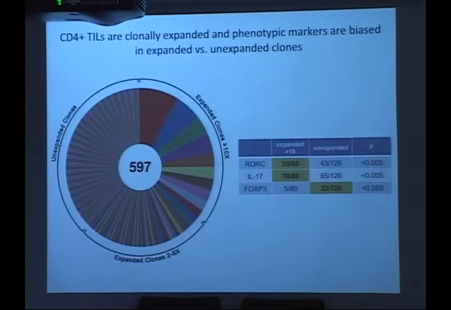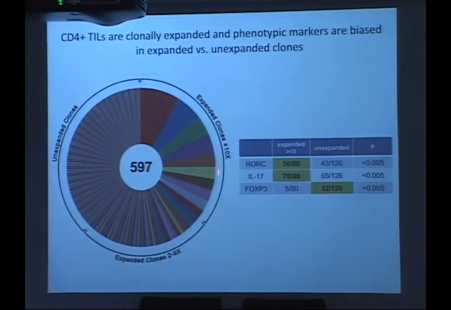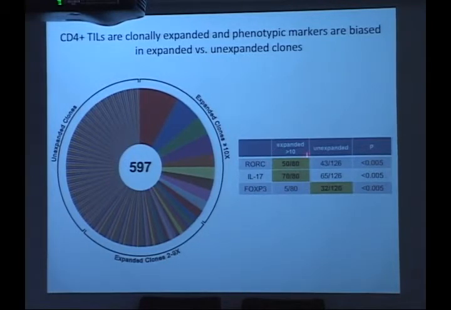Looking more carefully at these markers, we know that certain markers in these cells are biased in expanded versus unexpanded clones. When you look at these expanded TCRs here, you see a higher percentage of them express ROR gamma T and IL-17 as opposed to the unexpanded T cells here. And we also know that a higher proportion of the unexpanded cells express FOXP3 than the expanded clones here. And we know this is statistically significant.